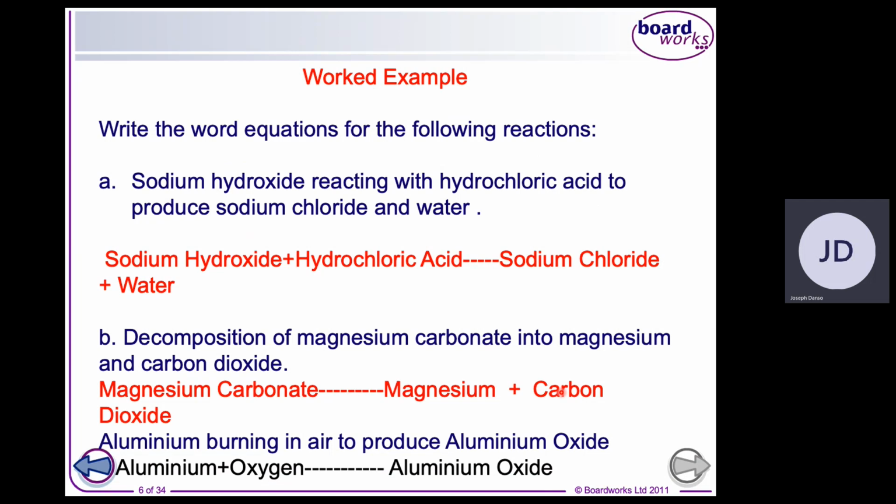Another example here, aluminium burning in air to produce aluminium oxide. And so we're going to have just aluminium plus oxygen, and then we have aluminium oxide.